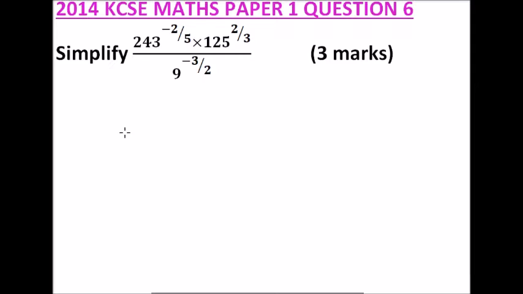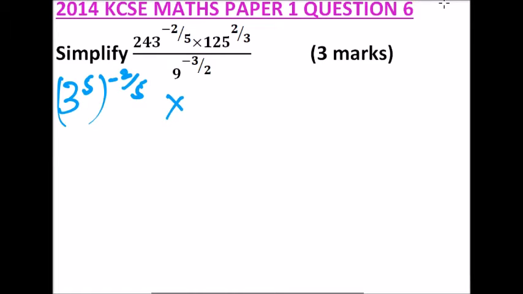2014 paper 1 question 6, we are told to simplify. So for us to be able to solve this question, we need to write 243 to the powers of 3, 125 to the powers of 5, and 9 to the powers of 3. So 243 is the same as 3 to power 5. So you can close the bracket. This is minus 2 over 5, not 3 over 5.